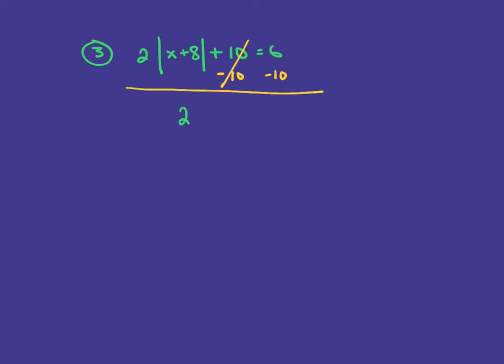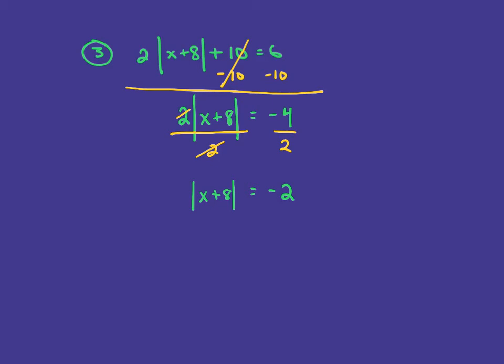Then we've got the 2 and then the absolute value of x plus 8. Be careful you don't distribute that. It's not exactly what you would do with an absolute value equation. We just want to get rid of everything besides the absolute value part. So 6 minus 10 is negative 4. And then, since the absolute value and 2 are multiplying, we'll divide by 2 to get rid of it. And then we're left with the absolute value of x plus 8 equals negative 2.